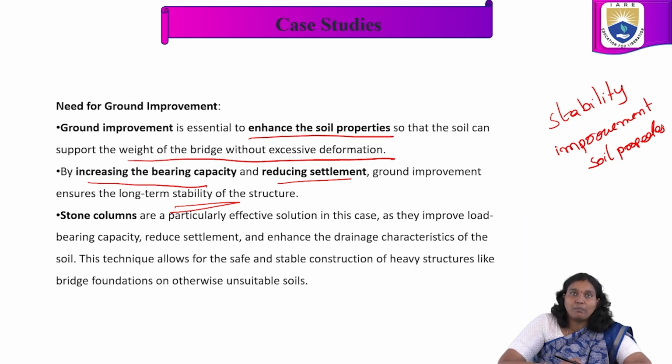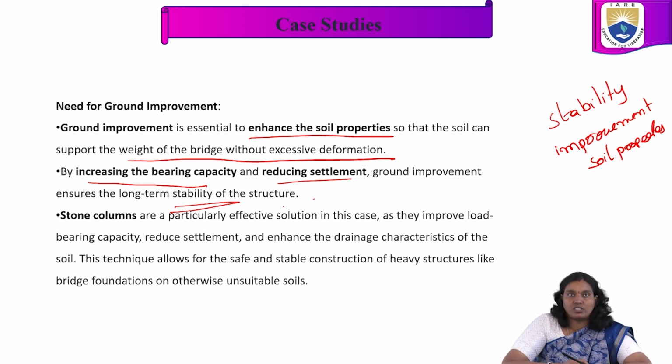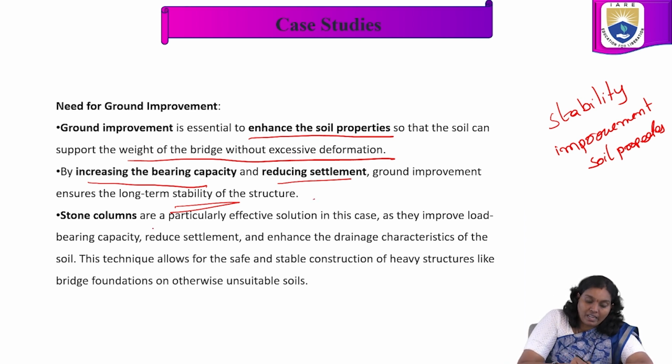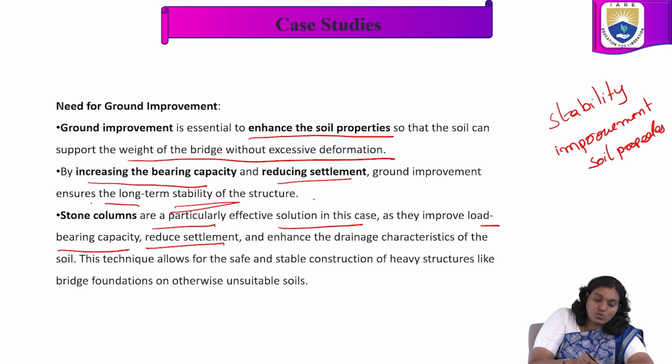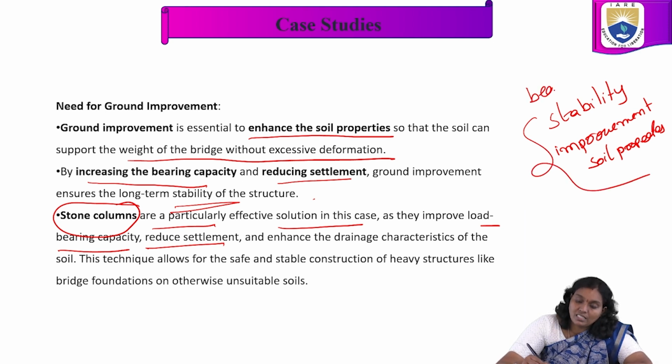So by increasing the bearing capacity and reducing settlement, ground improvement ensures the long-term stability of the structures. Stone columns are particularly effective solutions in this case. They improve the load bearing capacity and also reduce settlement, because we choose these stone columns. So they improve in terms of all these parameters and also the bearing capacity.